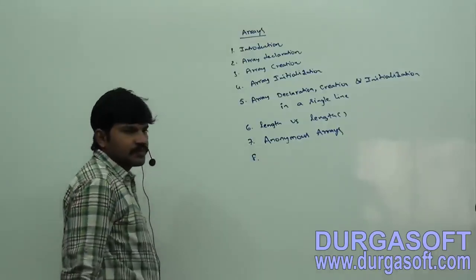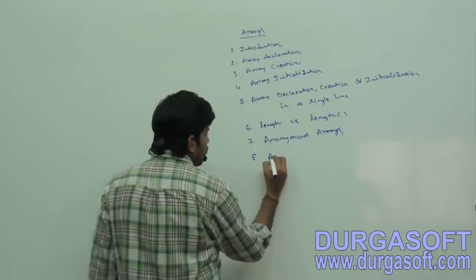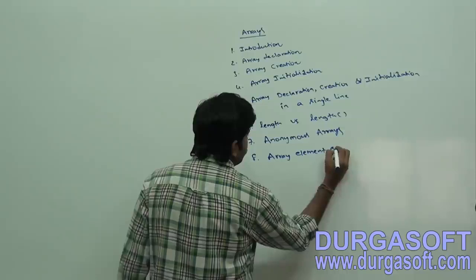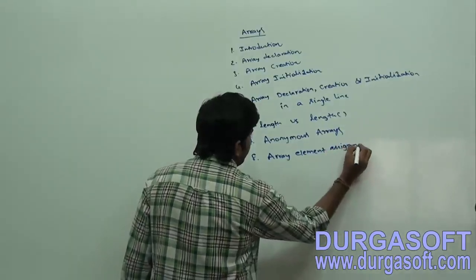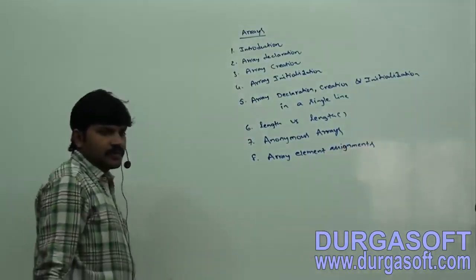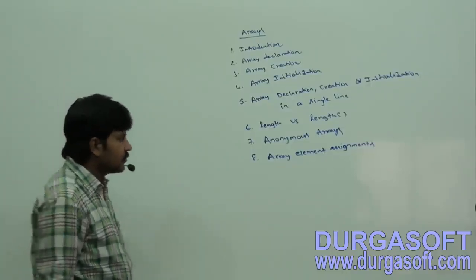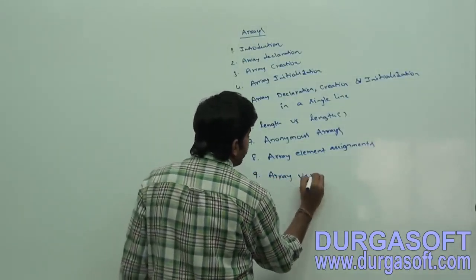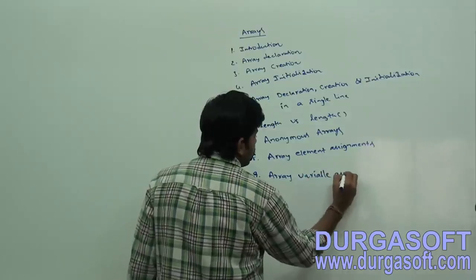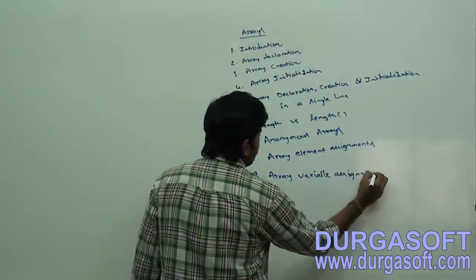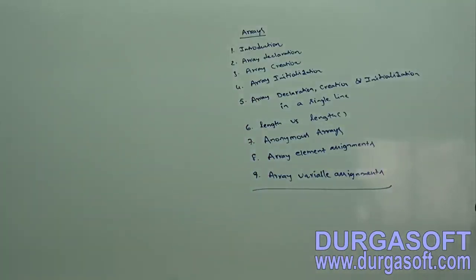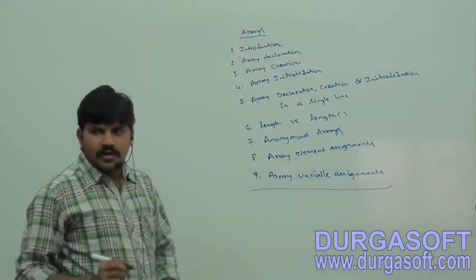Anonymous arrays. Next, array element assignments. Next, array variable assignments. That's all. So these are the 9 subtopics we have to discuss as a part of arrays.